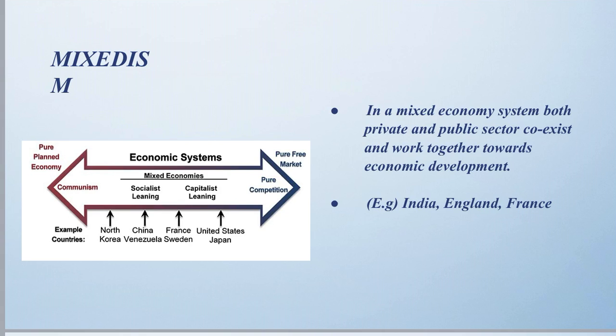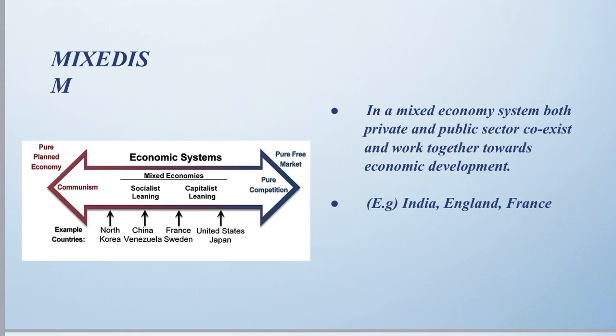The red side represents communalism or socialism and the right side represents capitalism. So what is socialism? Socialism is a pure planned economy and capitalism is a pure free market. Free market means total freedom is given to the individuals, whereas in socialism, everything is controlled by the government. So mixedism is a combination of both socialism and capitalism.